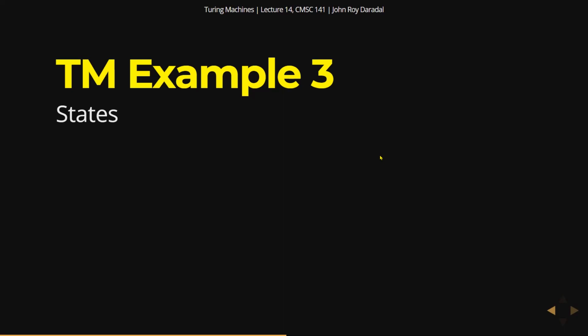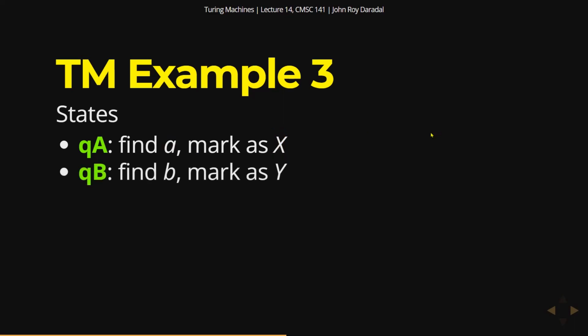Okay, so we have several states for this one. So we have state QA. This state is looking for A. You're supposed to find A and you mark it as X. That means that you have finished processing this A. And then you have state QB, which is finding B, and once you find it, you mark it as Y.